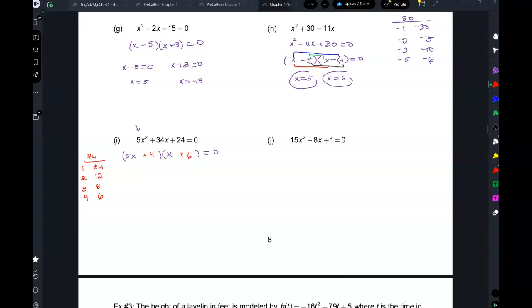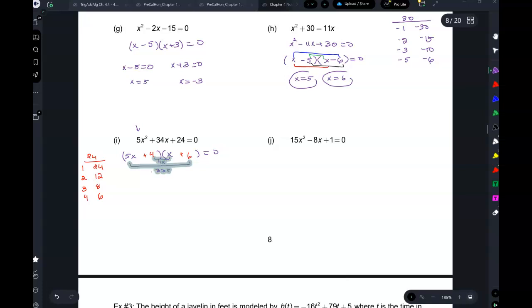Okay, trial and error. So, well, if you multiply 4 and 6, it's 24. But it has to be 5 times 6, that's 30. 4x, right? This is 30x and 4x. That'll be 34x. Okay?